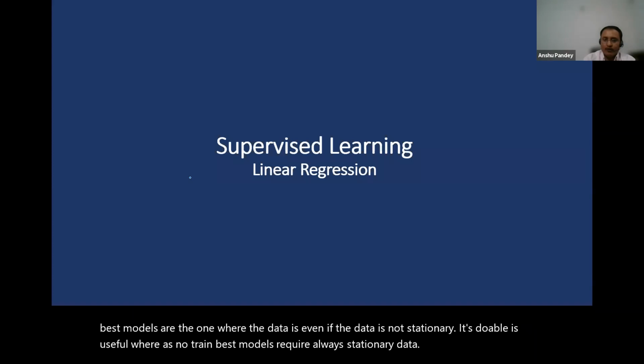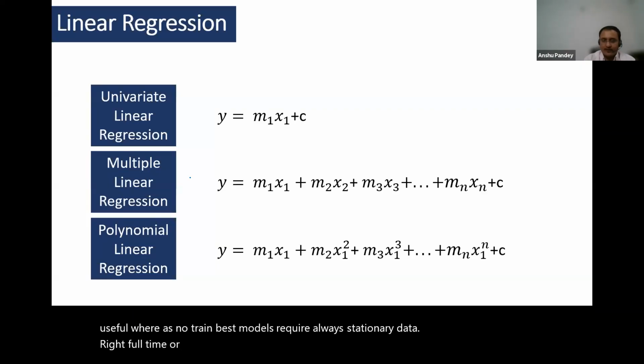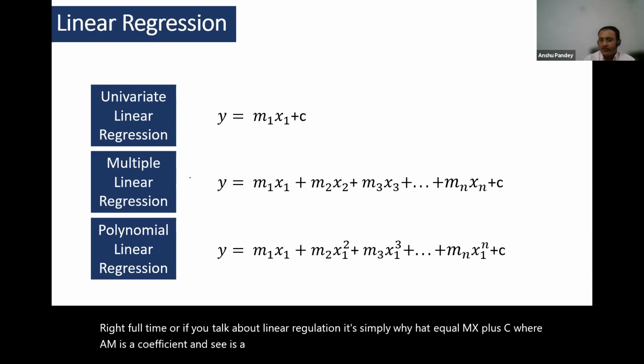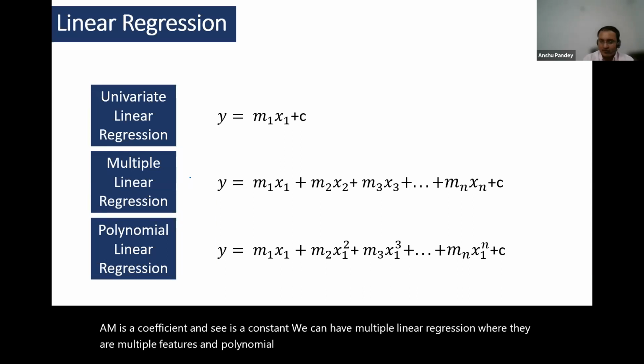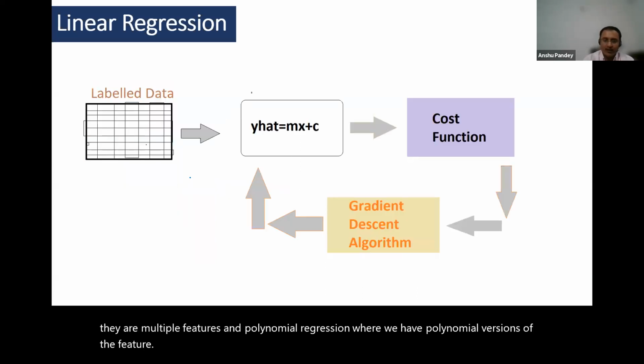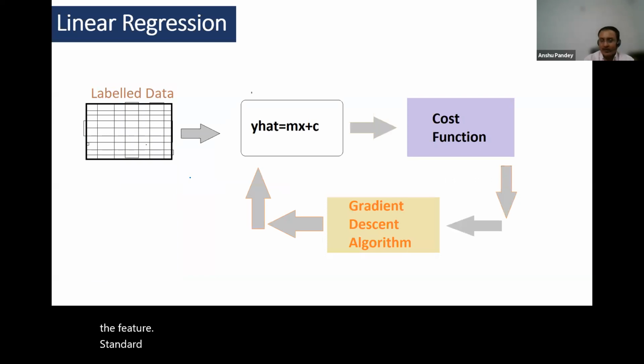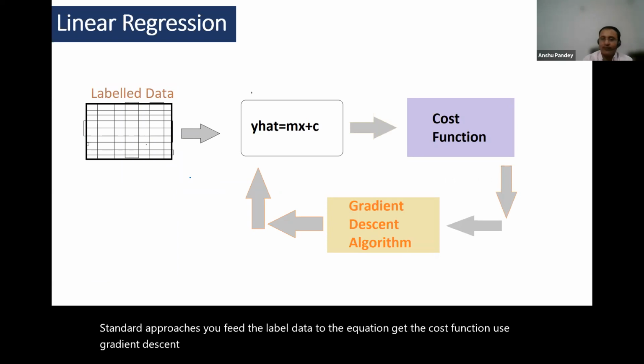Furthermore, if you talk about linear regression, it's simply y hat equals mx plus c, where m is a coefficient and c is a constant. We can have multiple linear regression, where there are multiple features, and polynomial regression, where we have polynomial versions of the feature. The standard approach is you feed the labeled data to the equation, get the cost function, and use gradient descent to optimize the cost function by updating the parameters m and c. That's one iteration of the learning process, which keeps going until the value of the cost function goes below a threshold.